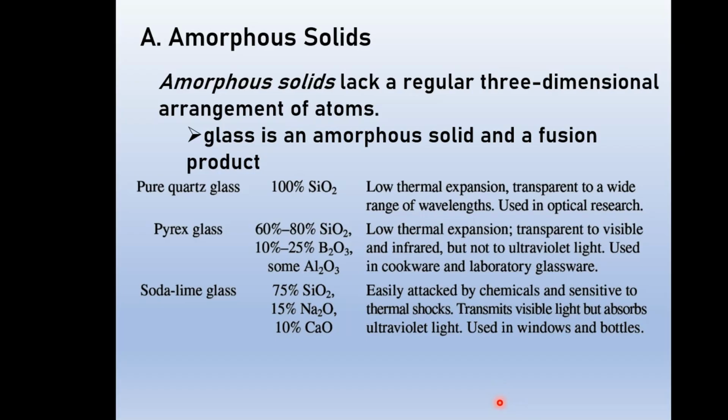So as that last slide showed, amorphous solids lack regular three-dimensional arrangement of atoms, and glass is more than just silicon dioxide. Most glass has some of these other compounds in it. Soda lime glass is pretty common. That's probably what soda bottles are made out of. Now they're made out of plastic, but you can probably still find some glass ones. 3/4 silicon dioxide. There's the soda added, sodium anyway. Sodium oxide, some calcium oxide.